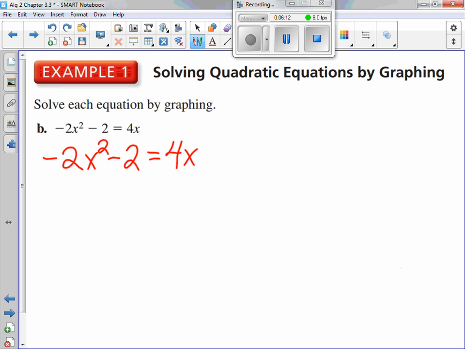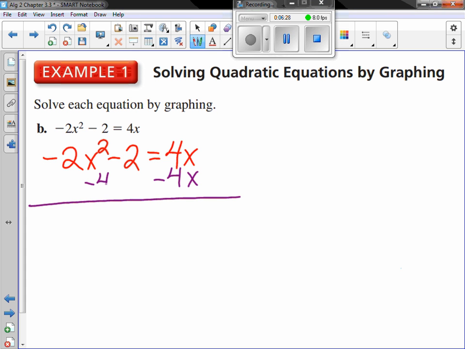How can I make this equal 0? What can I do? Because I need to move the 4x. Moving the 4x is going to be the easiest way. Yes, we can do it in one step. So what can we do with both sides? I can subtract 4x from both sides, because 4x minus 4x will become what? 0, yes? And that's what we want. Now on the other side, we'll rewrite. We'll have -2x squared minus 4x minus 2.